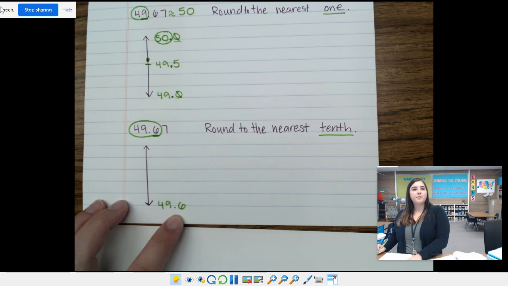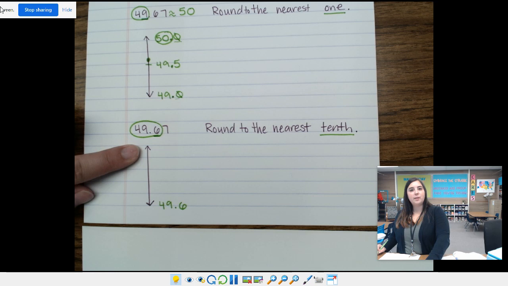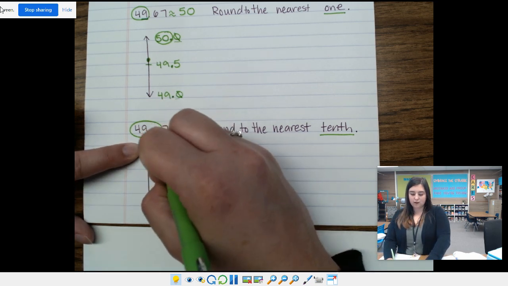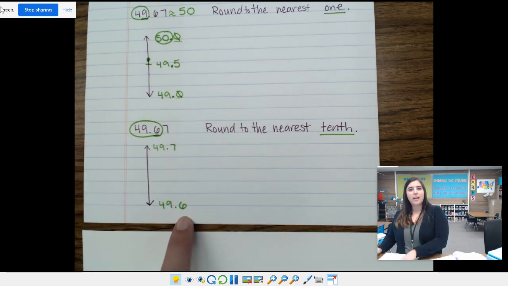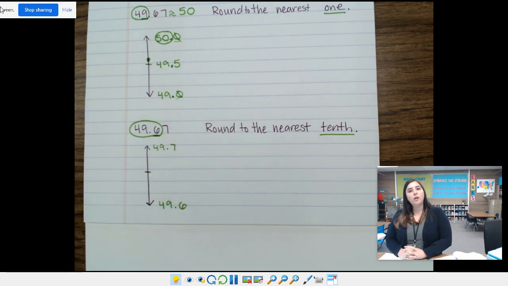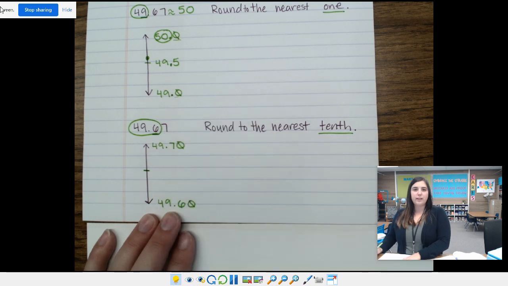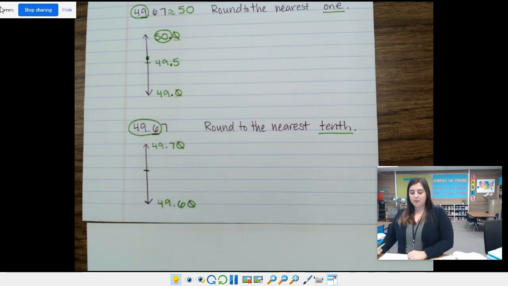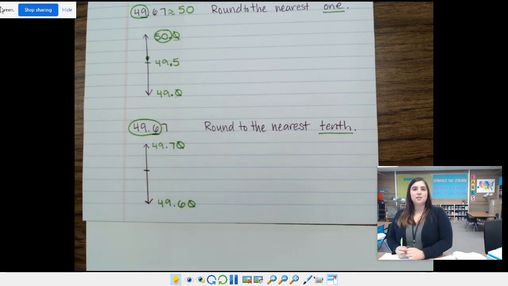49.6. What if you have one more tenth? What gets written up top? 49.7. That is one more tenth. And then the tricky part, see if you can figure out what goes in the middle of these two numbers. And my hint is, if you need to add a 0, I'm just going to cross them off so I remember not to rewrite them. But think of it like money. $49.60, $49.70. What's in between?